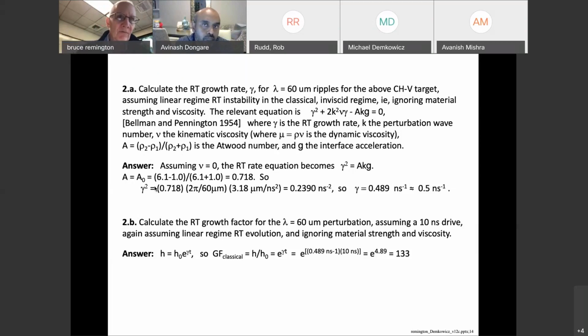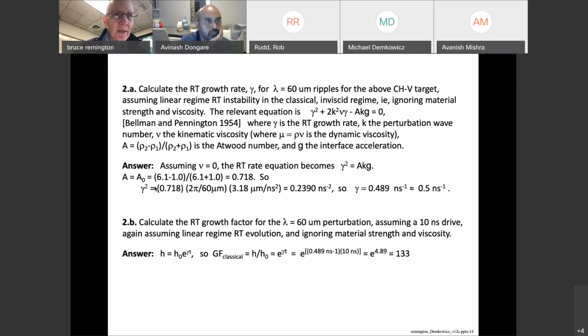So assuming inviscid flow, that says nu, the kinematic viscosity, is 0. This is a big simplification, and the Rayleigh-Taylor rate equation simplifies to gamma squared equals AKg. Another simplification: I'm assuming that the Atwood number at pressure is reasonably close to the ambient Atwood number. So I'm assuming capital A equals capital A naught, so I can use ambient densities. Simply plugging in the density difference, 6 minus 1 in the numerator divided by 6 plus 1 in the denominator gives an Atwood number of 0.718.